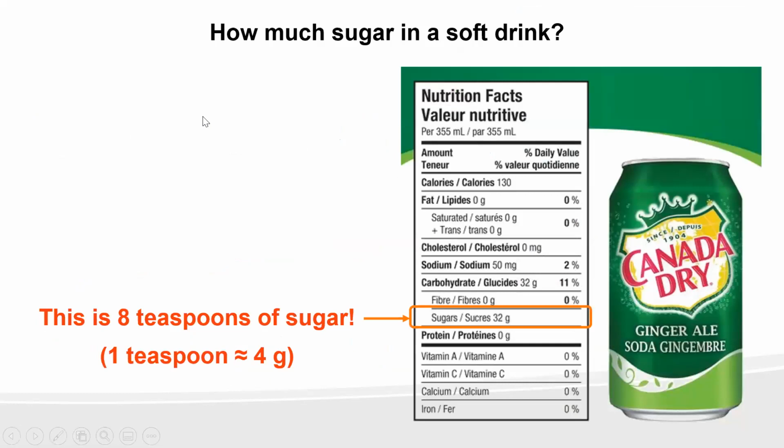So here's an idea about how much sugar is in something. One soft drink is about 8 teaspoons of sugar. So remember, for a man, the maximum is about 9 teaspoons, and for a woman about 6 teaspoons in a day. So if you're a woman, this is maybe too much sugar for you in a day. If you're a man, this is almost the limit.